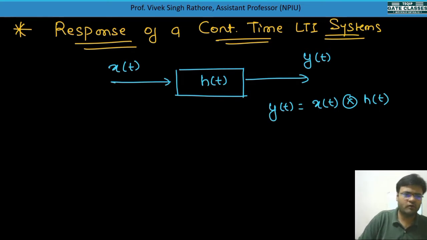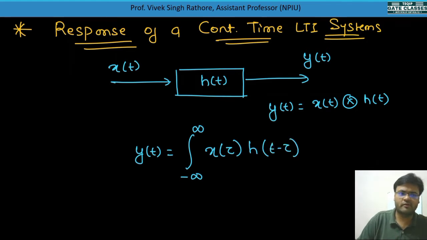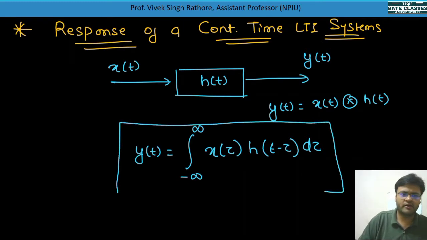Mathematically, you can write y(t) is equal to the integration from minus infinity to infinity. In the discrete time LTI system we changed the domain from n to k. Here we will change the domain from t to tau. So we write x of tau and h of t minus tau, where in discrete time it was n minus k. Then we integrate with respect to d tau only, because the domain is in tau. We need to multiply and integrate so that we get the response in the time domain, that is y(t). So this is the mathematical expression for the response of a continuous time LTI system.